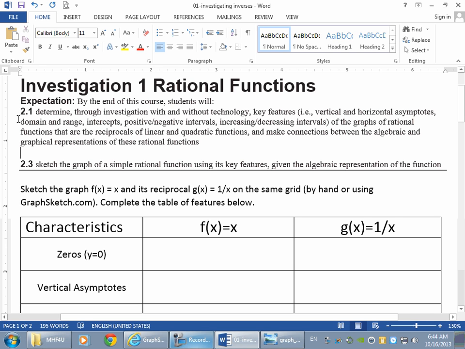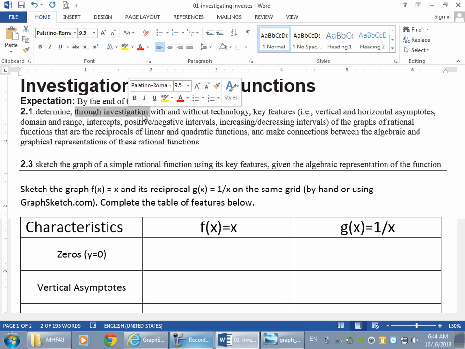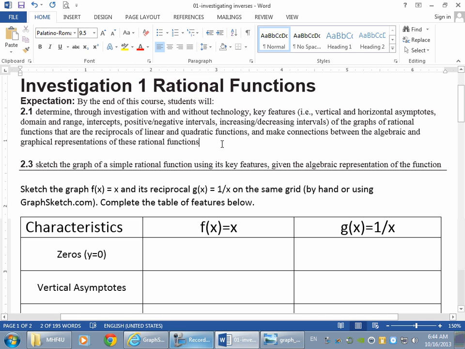So the expectations, 2.1, determined through investigation. As I've mentioned before, the ministry expects us to do a lot of investigations for this sort of stuff. The idea being that you can easily graph this now, especially with graphing calculators and computers being so prevalent in classrooms. And you should be able to see patterns and develop from that an understanding that you might not get quite as easily if I just tell you how things are going to look.